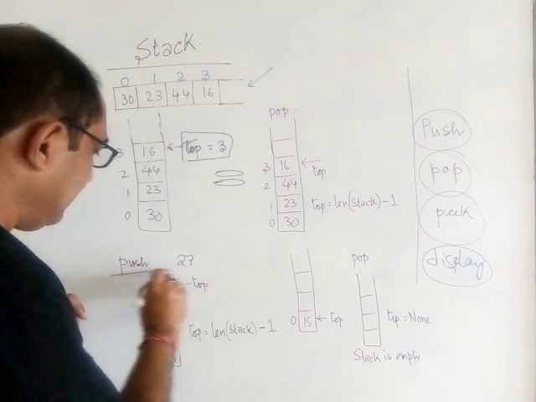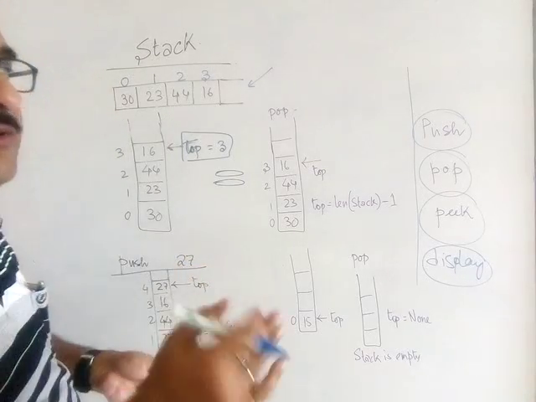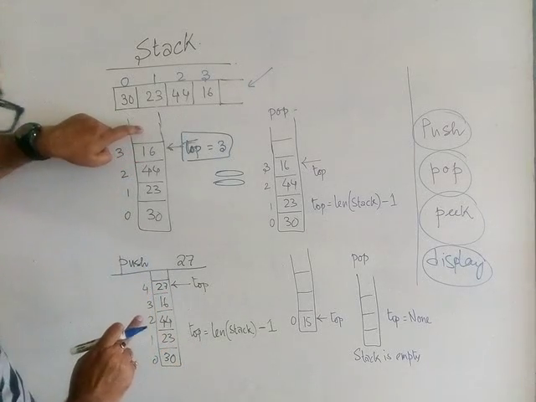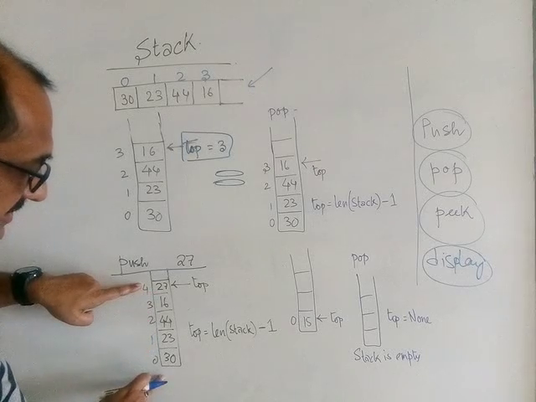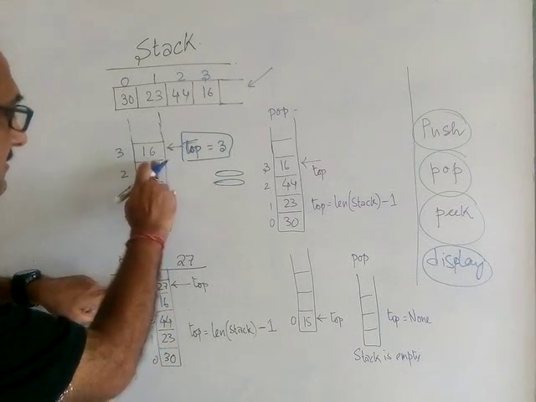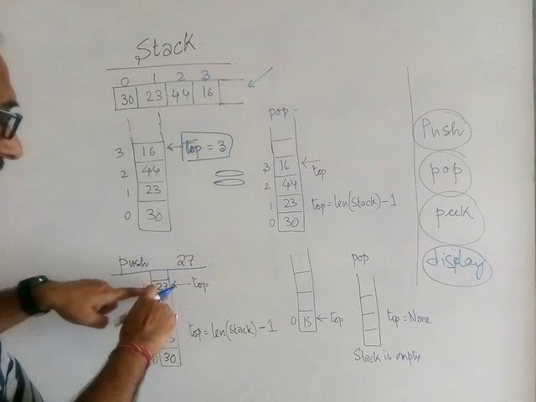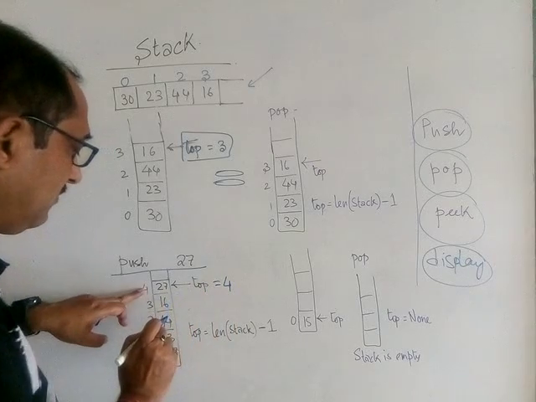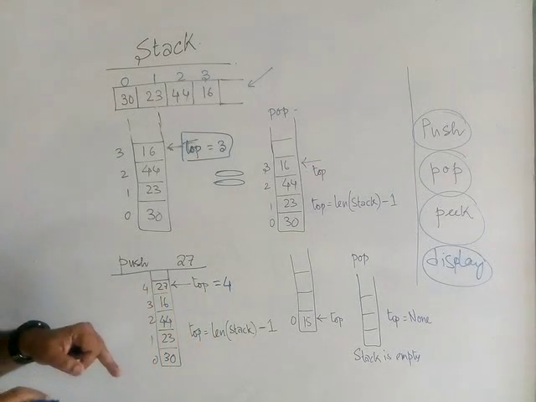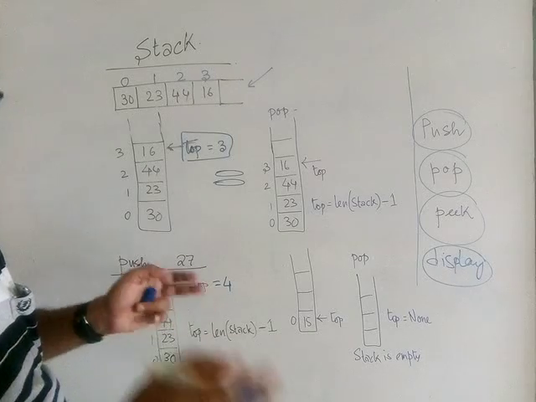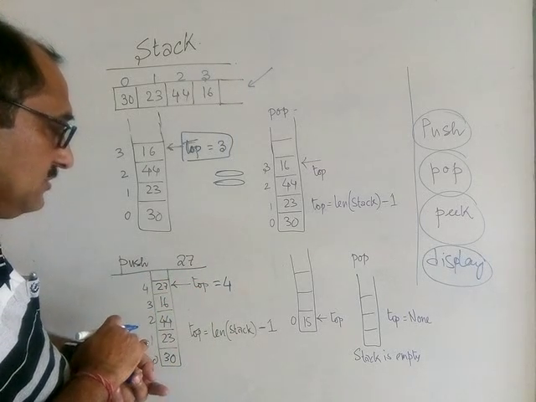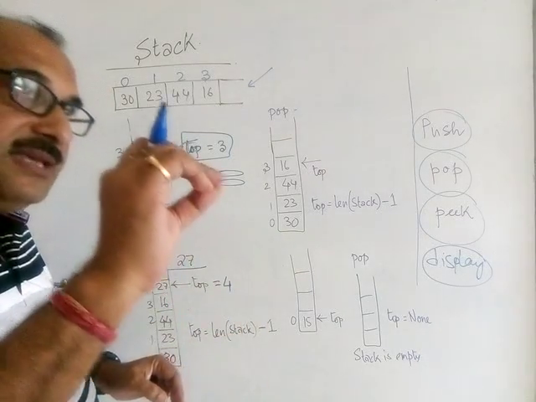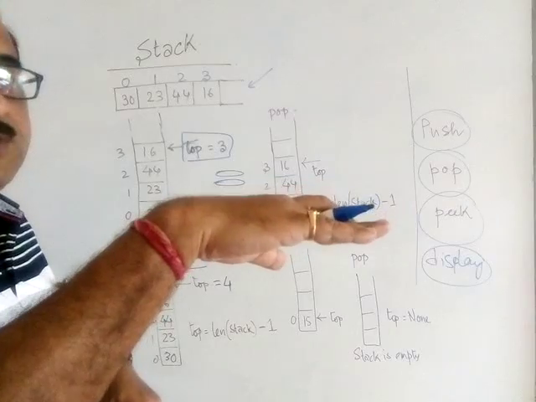Okay. Now I have a stack like this. I wanted to push 27. I've been told to push 27 into the stack. So what will happen? 27 has to come on the top of 16. So now my stack will look like this: 30, 23, 44, 16, and then on the top of that comes 27. So obviously now the value of top will be equal to 4, because the fourth location of the list has the current element that I have inserted. Right? So basically at any given time, top signifies the index where the last element is stored. Fine?